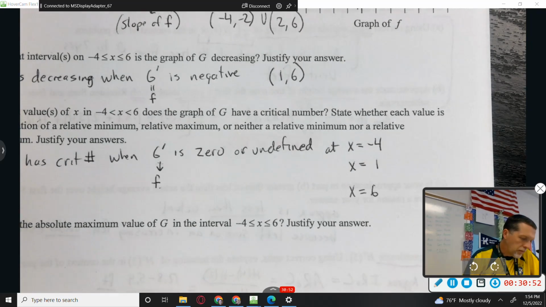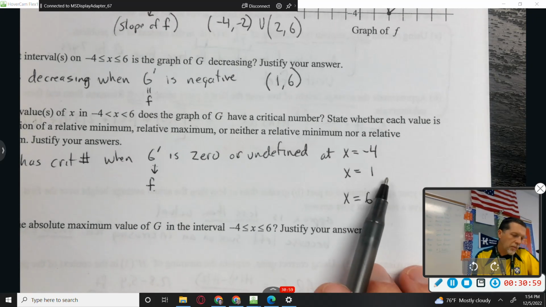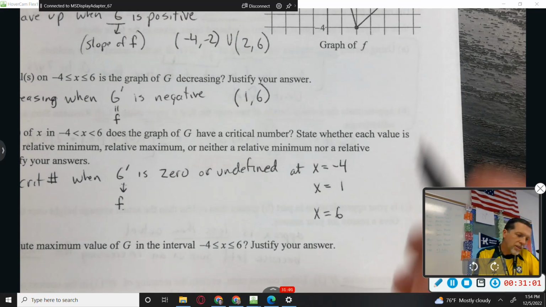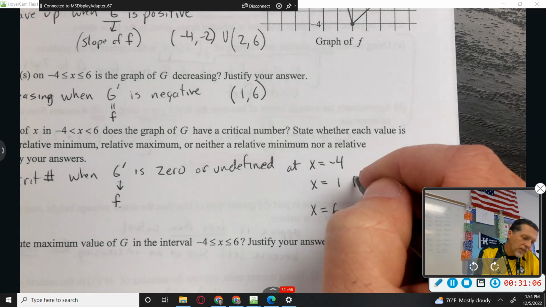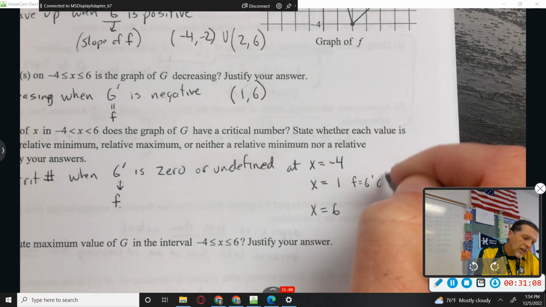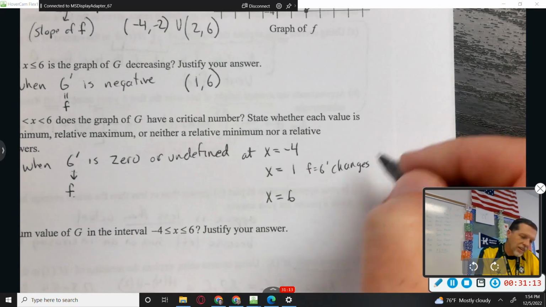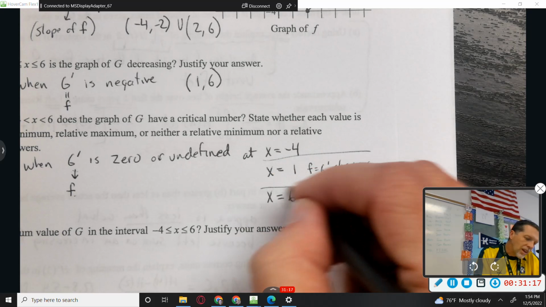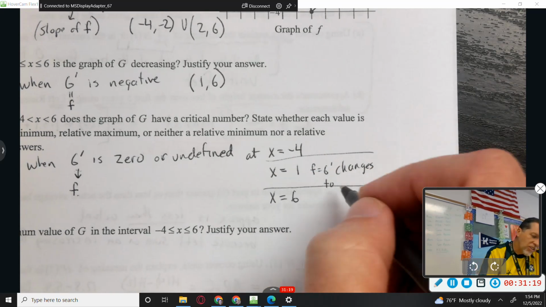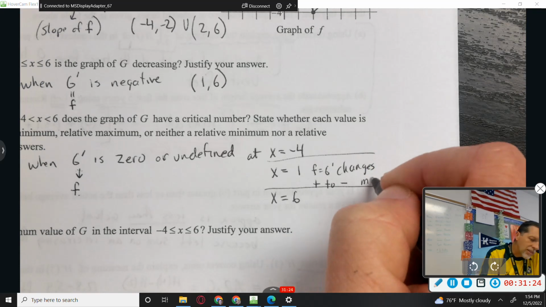Min, max, neither. Let's start with 1, because I think that's the easiest one, and we're almost out of time. So at x equals 1, what's g prime doing? Or what's f doing? It's changing from negative to positive. And so what does that mean? Wait, it changes from positive to negative. At 1, G changes from positive to negative, so it's a max. A relative max.